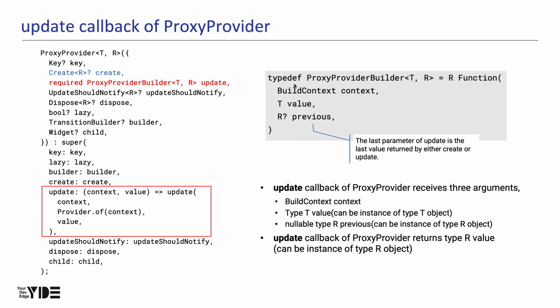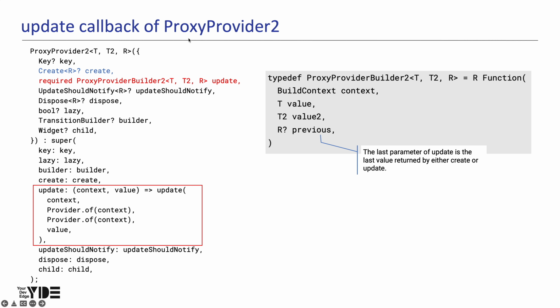Next, let's take a quick look at the update callback of ProxyProvider2. If you look at the typedef of ProxyProvider2's update function, the update callback receives the build context, the value of type T, the value2 of type T2, and the previous of nullable type R as arguments and returns the object of type R. The difference from ProxyProvider is that there is one more argument, type T2. However, if you look at the red box of the constructor on the left this time, an update with 2 arguments calls an update with 4 arguments.